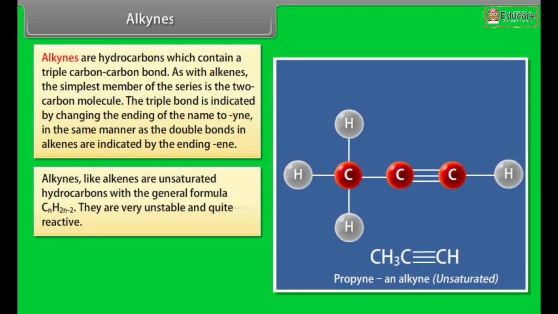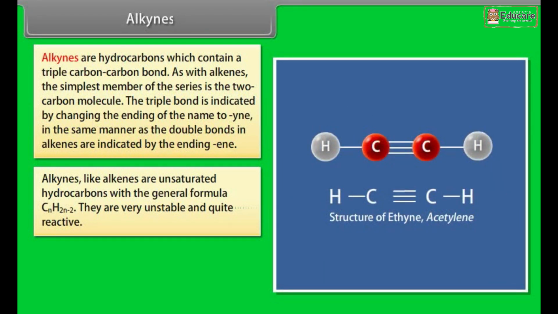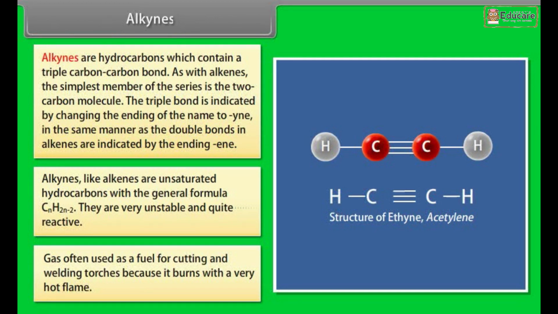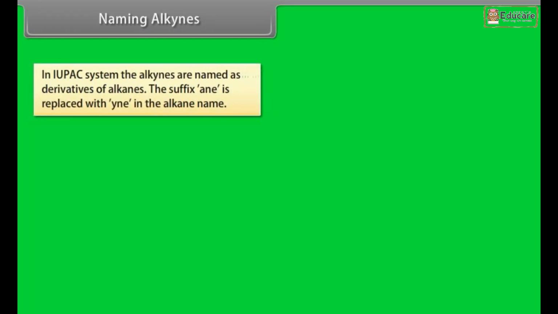For example, ethyne, the simplest alkyne, which is more commonly known by its common name acetylene, is a gas often used as a fuel for cutting and welding torches because it burns with a very hot flame. Naming alkynes. In the IUPAC system, the alkynes are named as derivatives of alkanes. The suffix "-ane" is replaced with "-yne" in the alkane name.